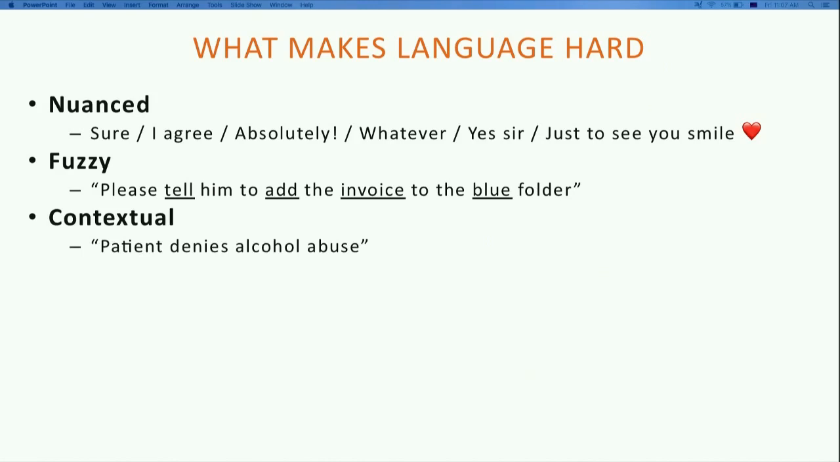Human language is very, very context specific. So for example, do you know what it means when a doctor writes in a patient record, patient denies alcohol abuse? It means one thing. What is it? Exactly. It means this is a textbook alcoholic. I mean, I suspect alcohol abuse. And you should actually extract this as a possible positive.